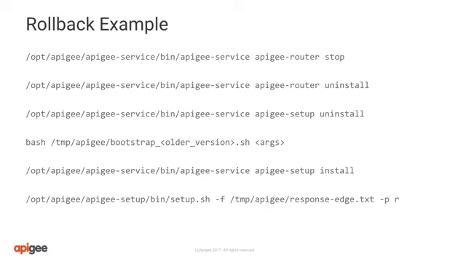Now that the software is uninstalled and we are using an older version of the repository, run apigee-service apigee-setup install to install the older version of Apigee setup. Finally, run setup.sh as described in the profile setup lessons of the installation course to reinstall the older version of the component.